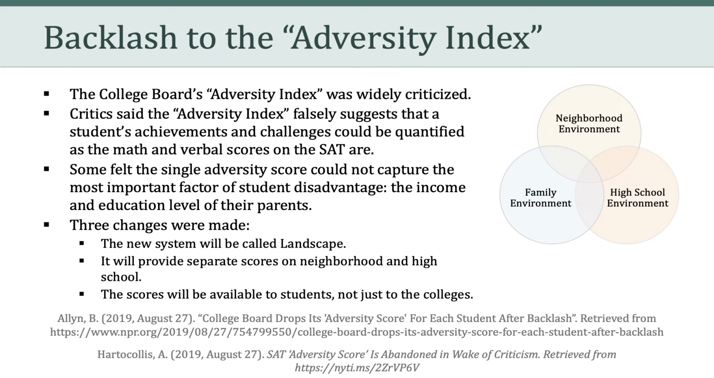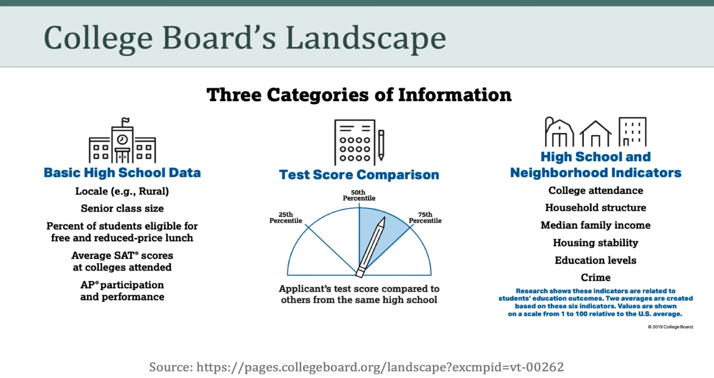The first change is they renamed it. It's no longer called the Adversity Index, it's called Landscape, and it's now going to provide separate scores on neighborhood and high school, and the scores are now going to be available to students, not just the colleges. And here's a little bit more information about College Board's Landscape. The idea behind this is to provide consistent high school and neighborhood information for colleges. In theory, this new information should help admissions officers fully consider every student, no matter where they live.